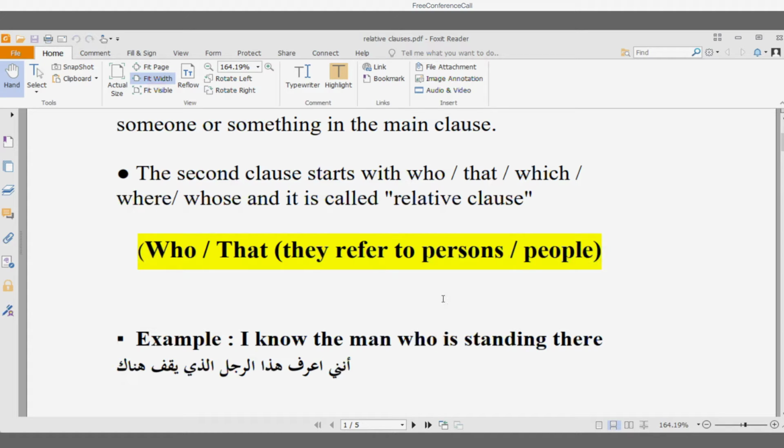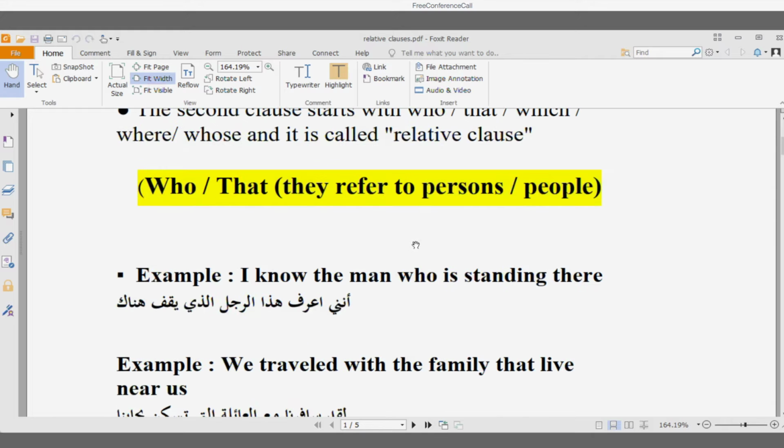So first of all we are taking the relative pronouns one by one, and actually we divided them into groups. The first group is who and that. Who and that are both used to refer to persons and people. So they are used to refer to human beings, I mean persons or people. So that والهو تستخدم للإشارة اثنيناتها للإشارة للشخص العاقل.